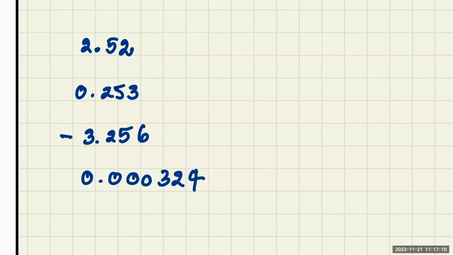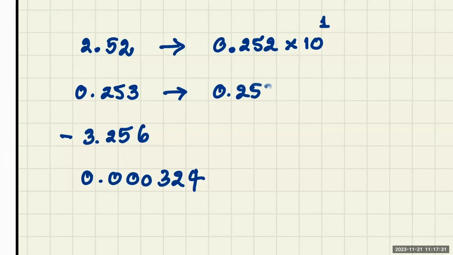If we think about writing these in normalized scientific notation, we will have 0.252 times 10 to the first, and this number 0.253 times 10 to the power 0, and this one again minus.